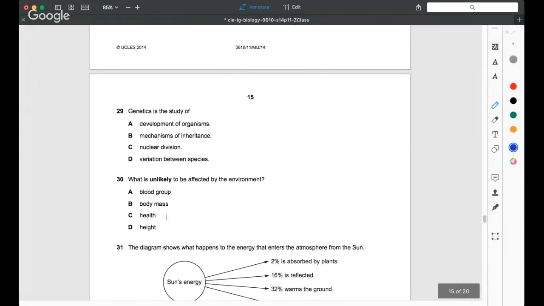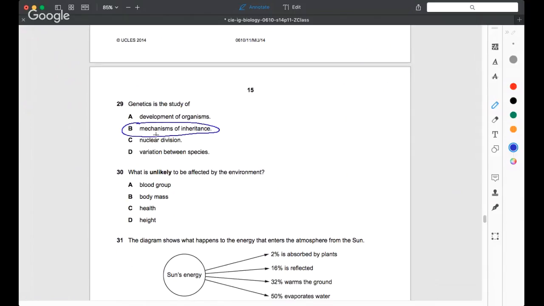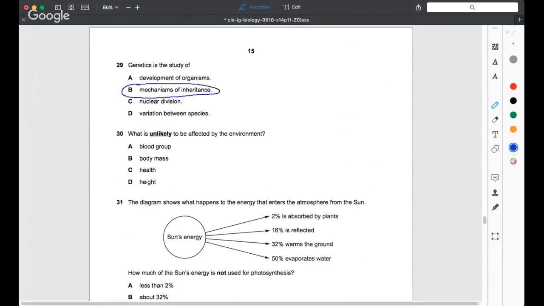29. Genetics is the study of development, mechanisms of inheritance, nuclear division, or variation between species. Genetics is the study of mechanisms of inheritance. It's how characteristics are inherited from mother or woman to child, mother and father to child, parents to child.